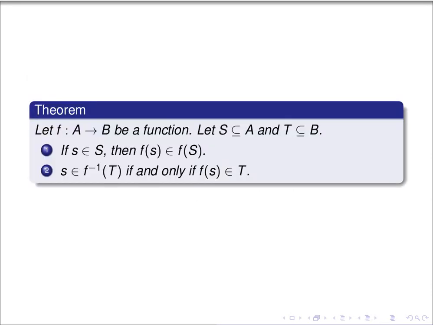Okay, the last theorem we want to prove has two parts. If f is a function from A to B, and S is a subset of A, and T is a subset of B, then first, if s is an element of S, then f(s) is an element of the image of S under f. And if s is an element of the preimage of T, then f(s) is an element of T. And in fact that last one's if and only if. So s is an element of the preimage of T if and only if f(s) is an element of T.